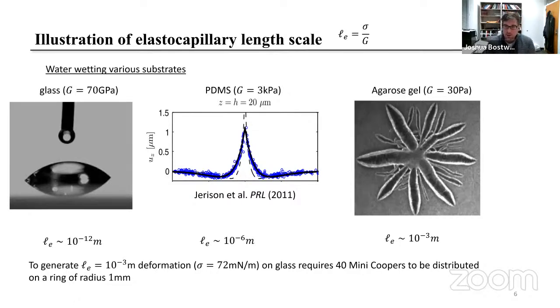Lastly, I would illustrate how soft these materials are once again by stating that to generate an equivalent deformation on glass as on an agarose gel substrate, you basically have to load the weight of 40 Mini Coopers on the size of a 1 millimeter ring. That shows you the differences in scales that we're talking about with these soft gels.